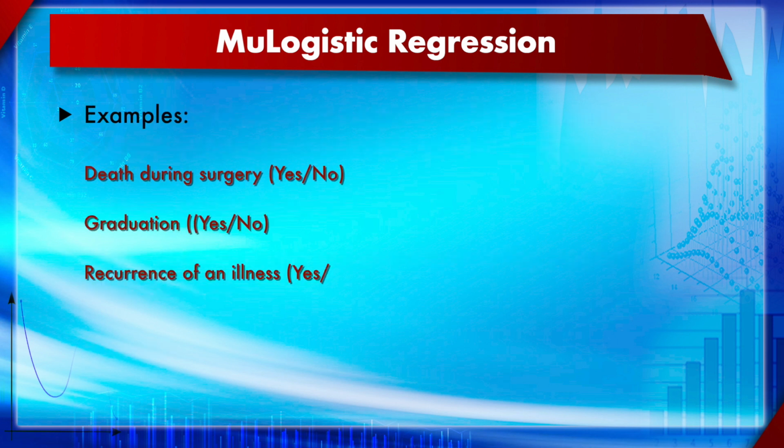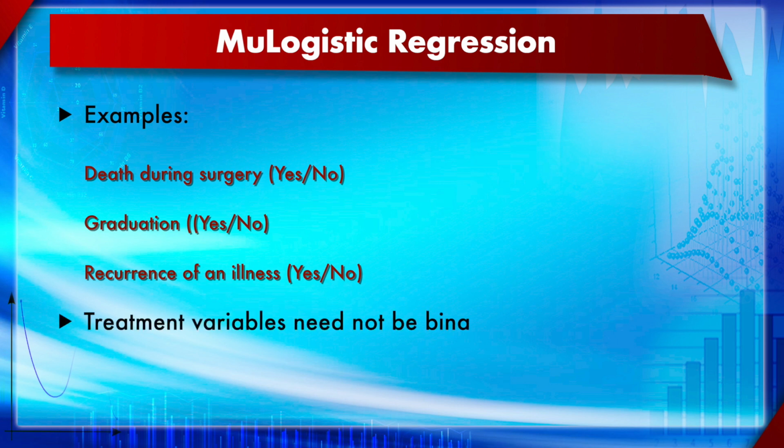Examples are death during surgery, yes or no, graduation, yes or no, or recurrence of illness, yes or no. So it's always 0 or 1, yes or no, always a binary outcome. In that case logistic regression is the best choice. Treatment variables need not be binary. Only the outcome variable needs to be binary, but the treatment variable could be a continuous variable as well.